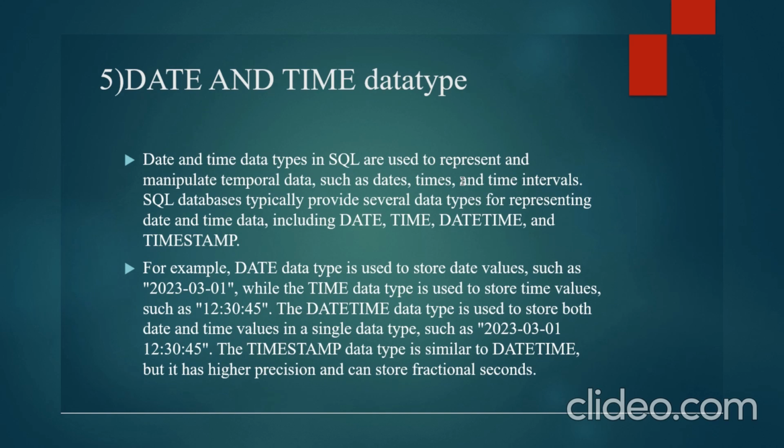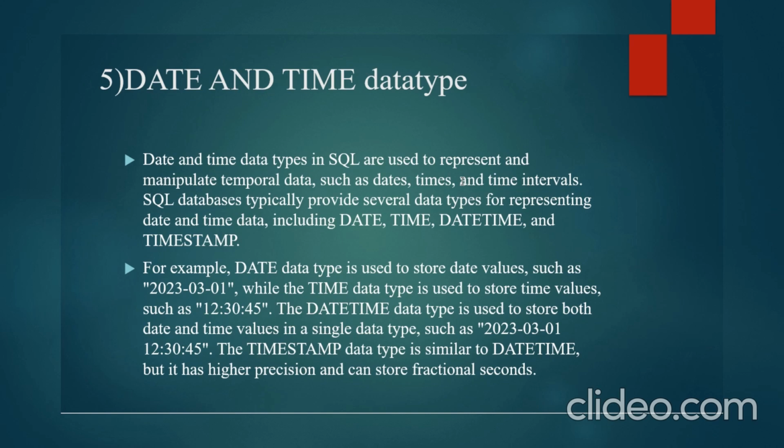The datetime data type is used to store both date and time values in a single data type, such as 2023-03-01 12:30:45. The timestamp data type is similar to the datetime data type, but it has higher precision and can store fractional seconds. The date and time data types are used for storing date and time related values. The date data type stores the date: first 4 digits give the year, the next 2 digits give the month, and the next 2 digits represent the day.